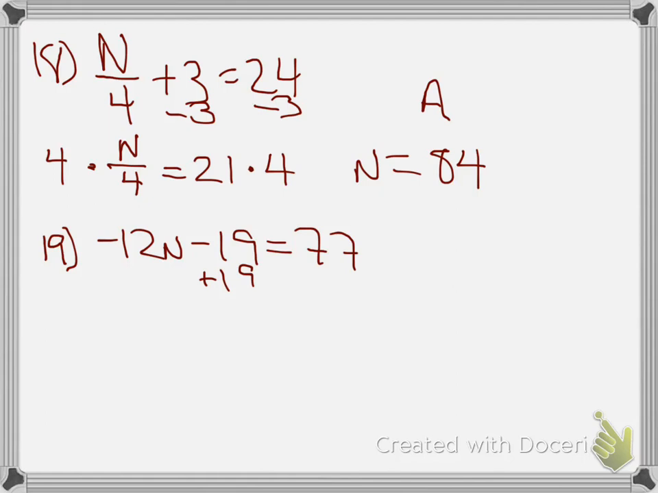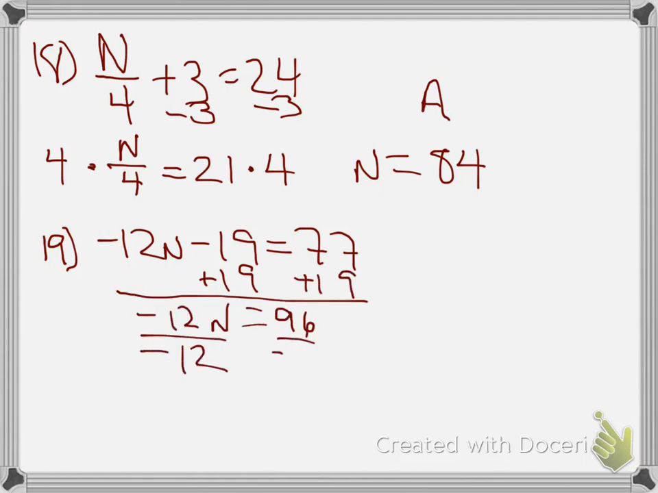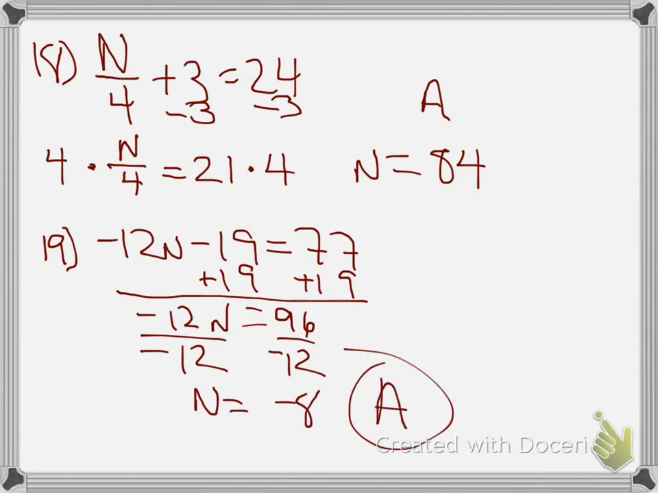19. I'm going to add 19, then divide by negative 12. Again, these are things that we've seen before, so these should be quick and easy, and I shouldn't have to explain them too much in detail. So the answer choice for both of those was A.